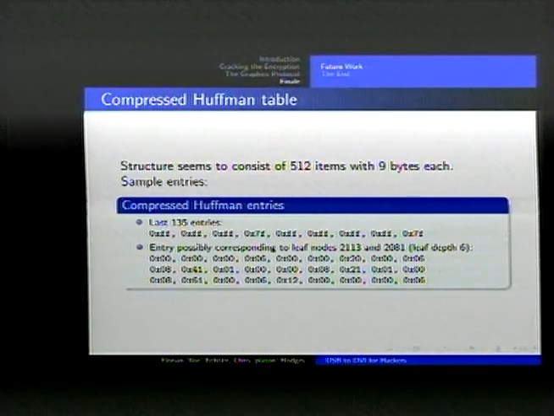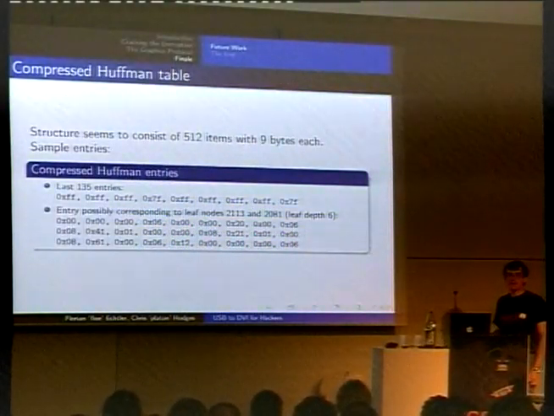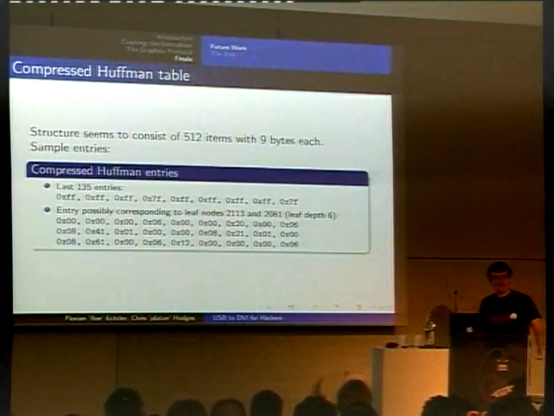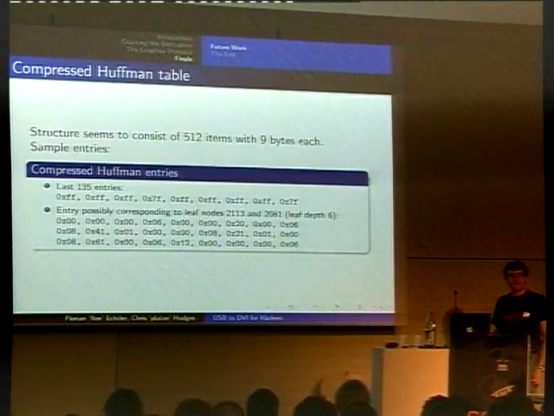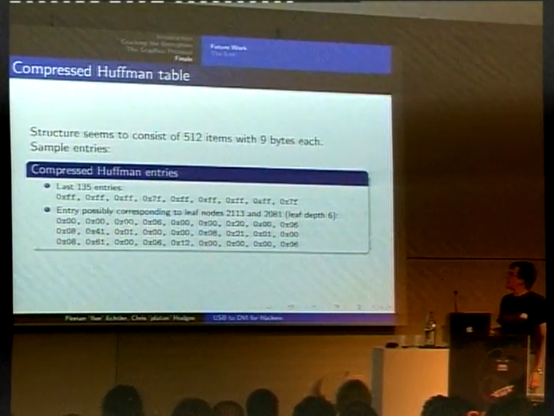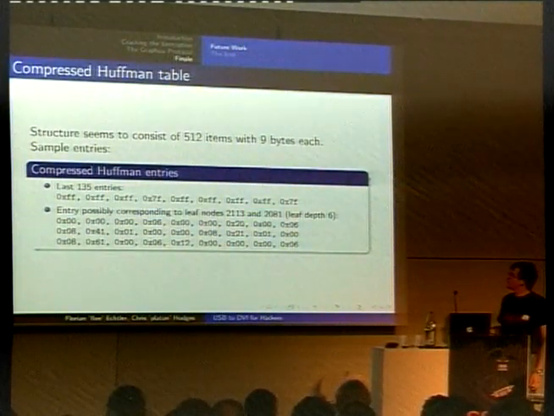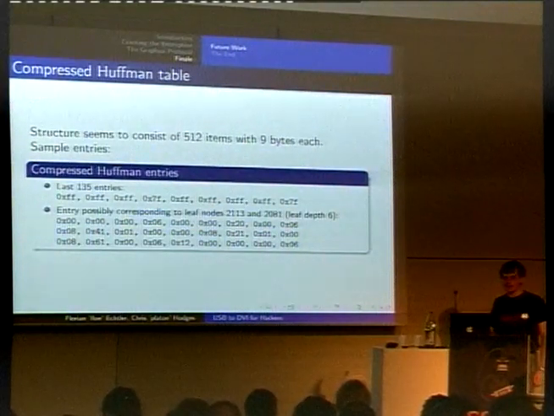So yeah, here we have some sample entries. The structure seems to look like we have 512 records, each of which has 9 bytes. This is particularly evident in the last maybe 135 or so entries, which look like they are empty, and they all have this structure. Here are also some sample entries which look like they correspond to these two leaf node values. Both of them have a bit length for the code of 6 bits. So these are pretty often occurring differences. You can see, for example, this is 2113, this is 2081. And it looks like this record somehow contains pointers to the leaf values, and these maybe contain the bit depth. But exactly how these are interrelated, we haven't yet figured out.